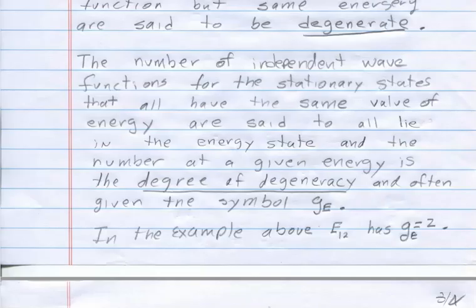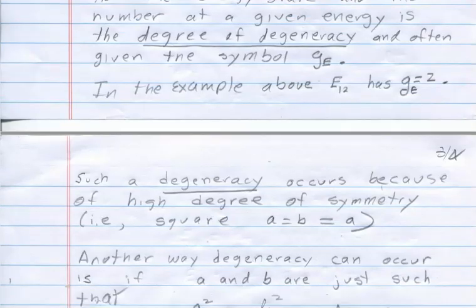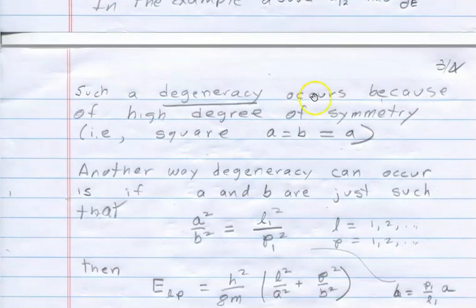What is the degeneracy, or the degree of degeneracy? Well, if you think about it, the reason we have such a degeneracy occurring is because of the high degree of symmetry that we have. Instead of having a rectangle where A and B were different, we have total symmetry. We have a square. So one way that degeneracy can occur is when we do have a highly symmetric situation.